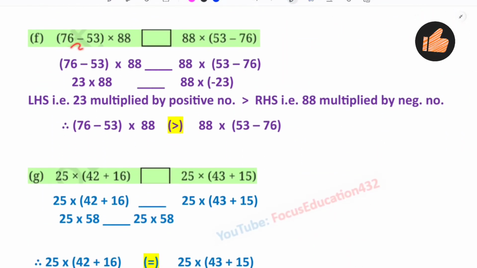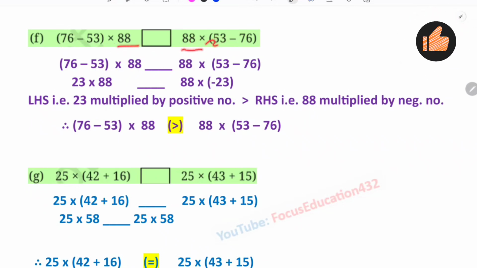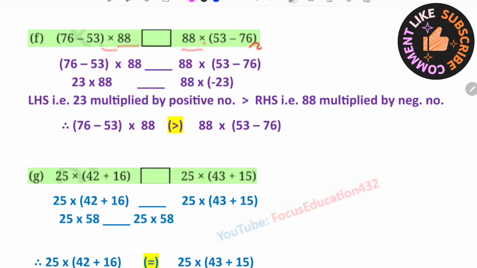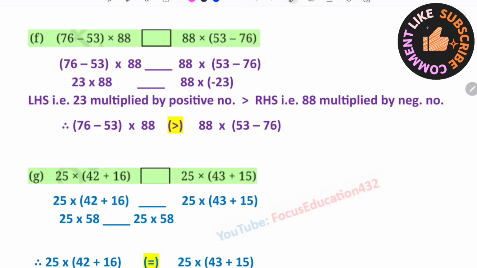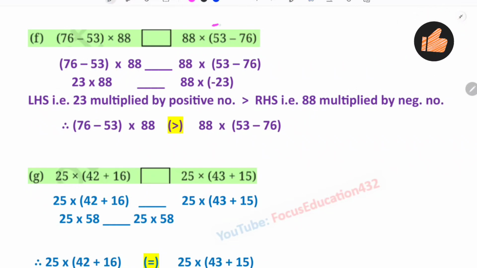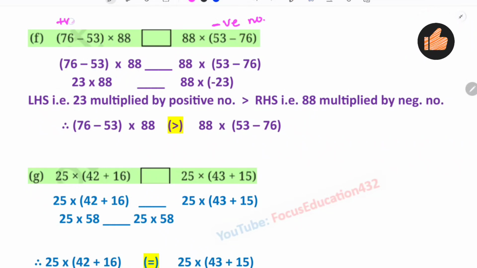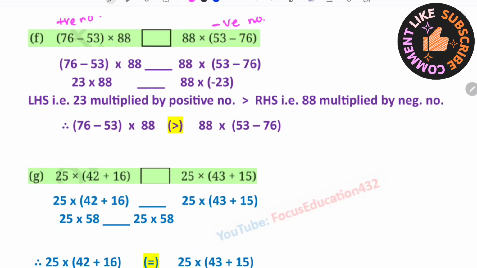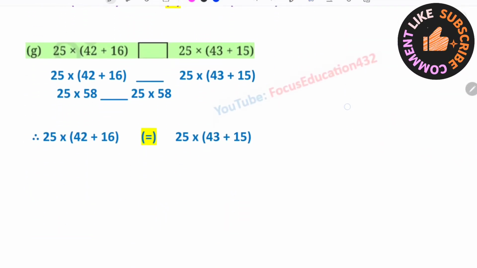Then 76 minus 53 multiplied by 88. 88, same 88, multiplication, same multiplications, 53, 76. So here you will get the negative value. 53 minus 76, this is a negative number. What about this one? A positive number. So positive number is definitely greater than the negative number.